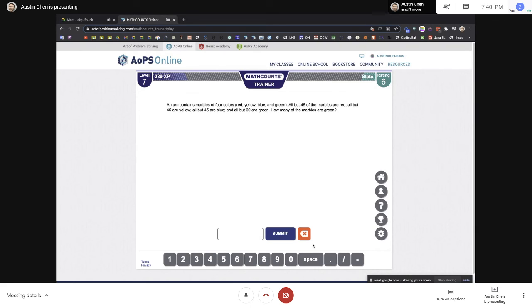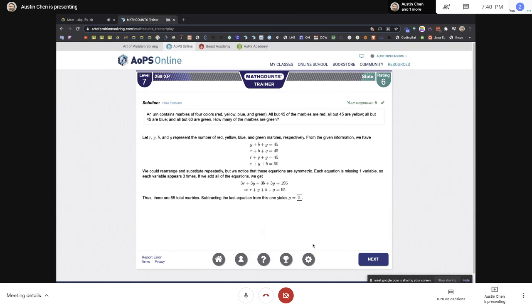Red, yellow, and blue. They're all the same, right? They all have the same conditions. I called that X. So X plus 45 is going to be the total. And X plus 45 minus 60 is going to be green. So green is X minus 15.